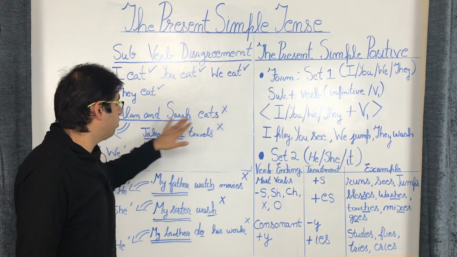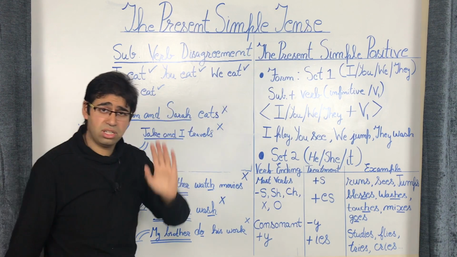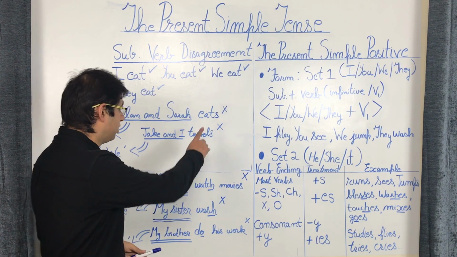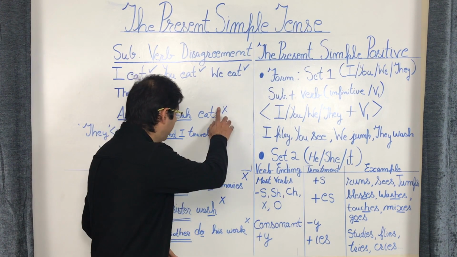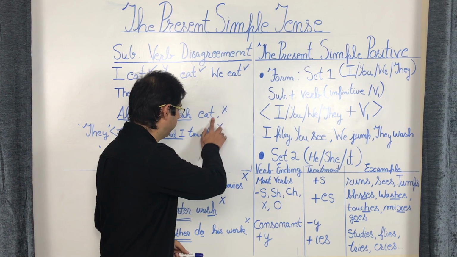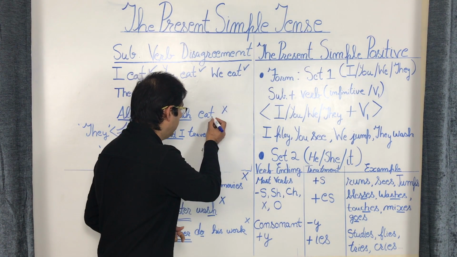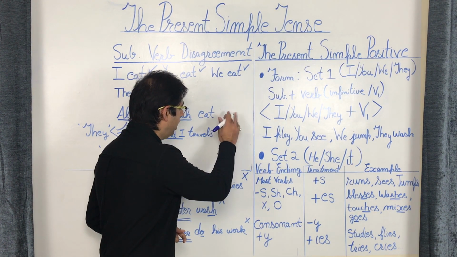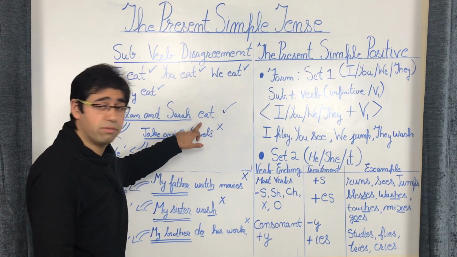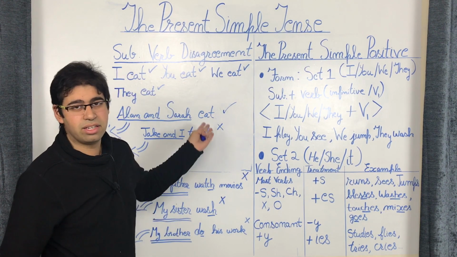So what do we do? How do we fix this? Since eats is not in the infinitive form, they requires an infinitive. I fix this sentence like so. I remove the S over there, and you've got eat, which is the verb in the infinitive form, thereby correcting that sentence.